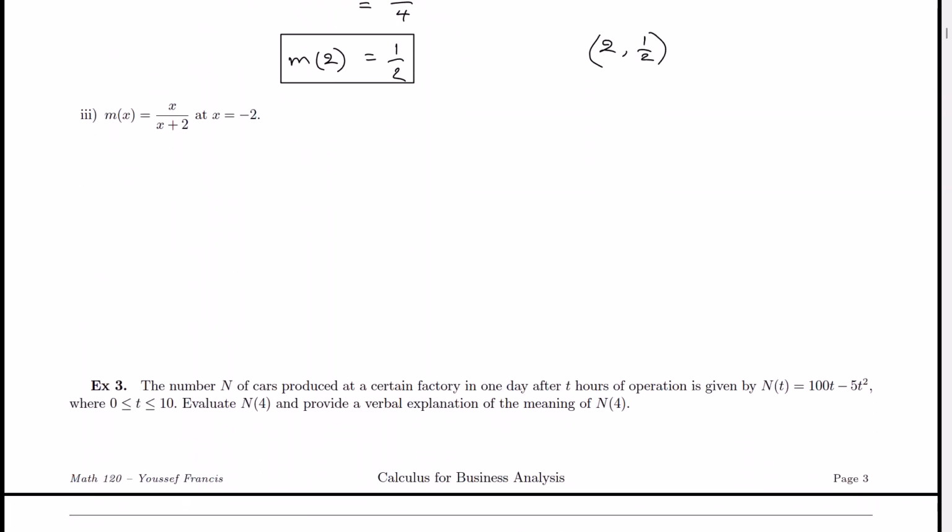For m of x next, it's the same function as before, but we're using a different value to evaluate. In this problem, we're going to plug -2 in. It's a little bit strange because we will end up with -2 plus 2 in the denominator, and maybe you remember this, maybe you don't, but we're going to get -2 over 0, which is what we call in math undefined. You cannot divide by 0 in math.